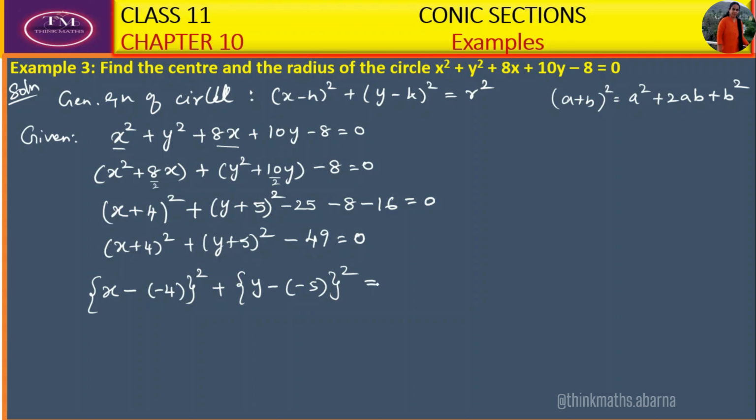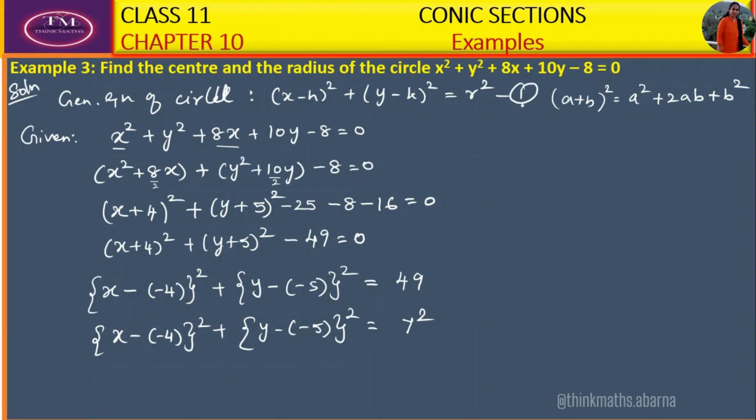This minus 49, we can take it to the right hand side. So it will be equal to plus 49. Minus will become plus. So now this x minus minus 4 the whole square plus y minus minus 5 the whole square equal to this 49, which can be written as 7 square. So now this is 1, this is 2. If you compare both, you will find h is minus 4, k is minus 5 and r is 7.